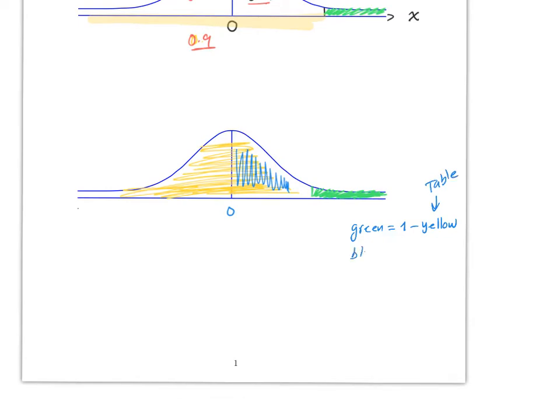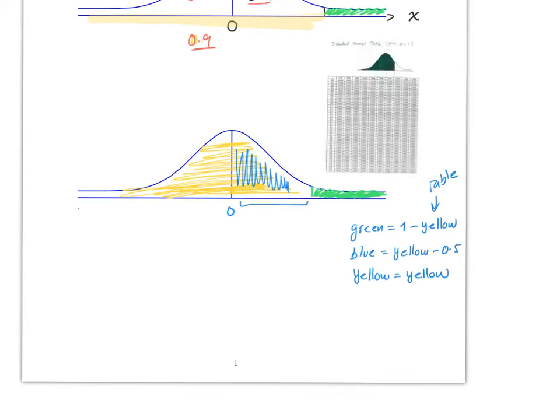Now, if you want the blue color, which is this part from here to here, then it will be the yellow minus 0.5. And that's how easy it's going to be. And then if you want the yellow, well, that's just equal to whatever you get from the table. Okay? The table looks like this, and it is provided in Canvas.